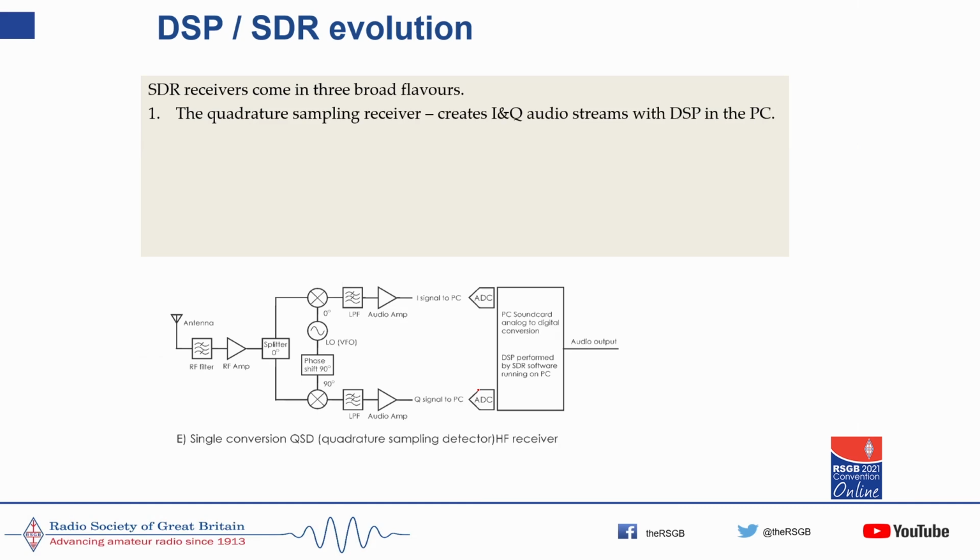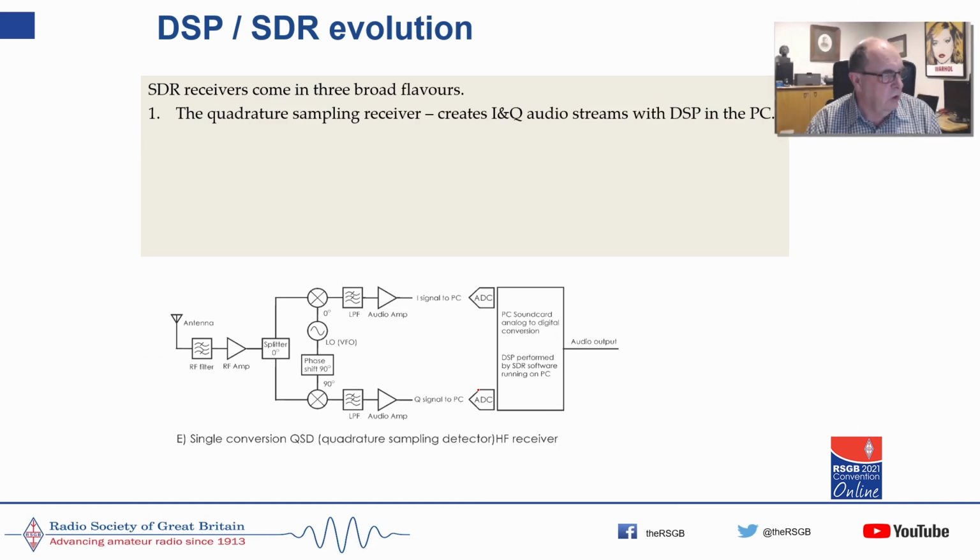You've got a filter, you've got an RF amplifier. The RF signal is split into 2 streams, and a 90-degree phase shift is applied to one of the streams, which gives you the Q signal, and the other signal is not shifted, so it becomes the I signal.